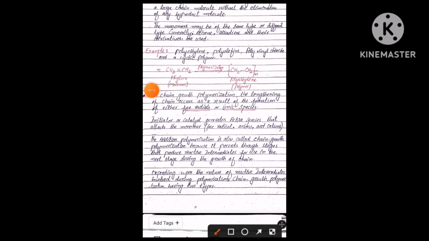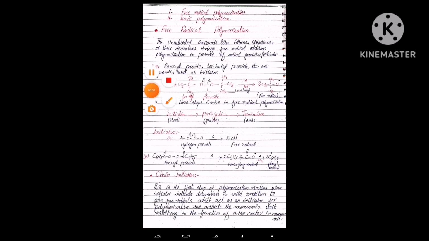Depending upon the nature of reactive intermediates involved during the polymerization, chain growth polymerization has two types: free radical polymerization and ionic polymerization. Students, we will discuss the first type, free radical polymerization, in today's lecture.